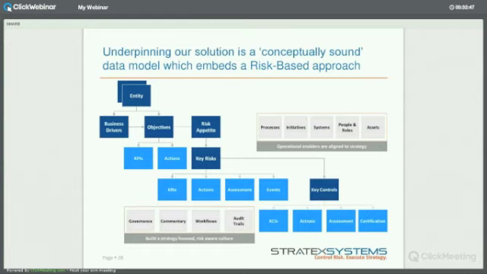Off to the side, we have our operational enablers: processes, initiatives, systems, people and roles, and assets. The key thing to say here is we enable those operational enablers to be defined so that you can use our product not only to look strategically at how we're performing and what risk we're running, but also to take that to a more operational level and look at your operational processes and your operational initiatives.